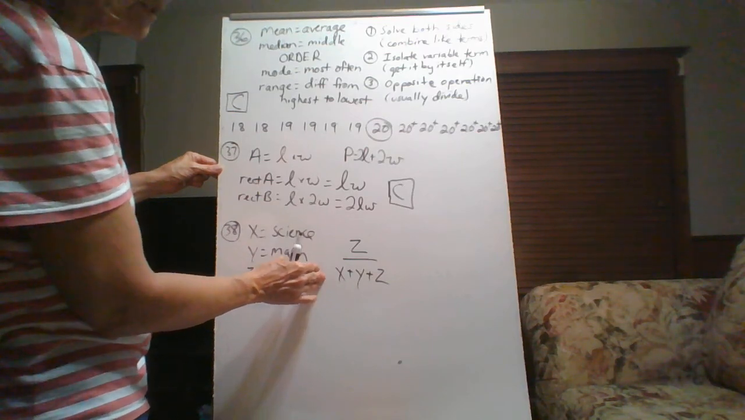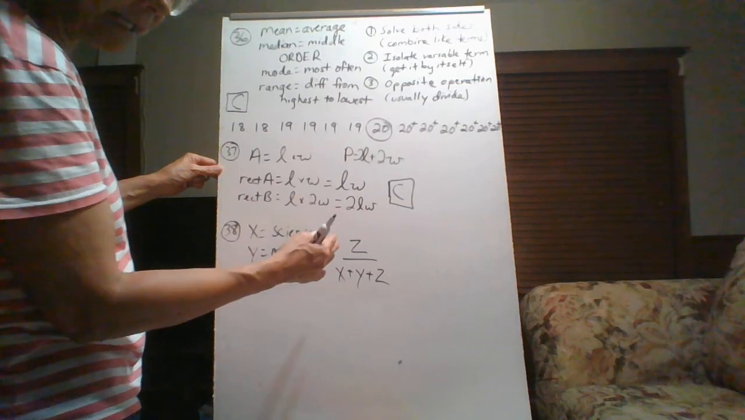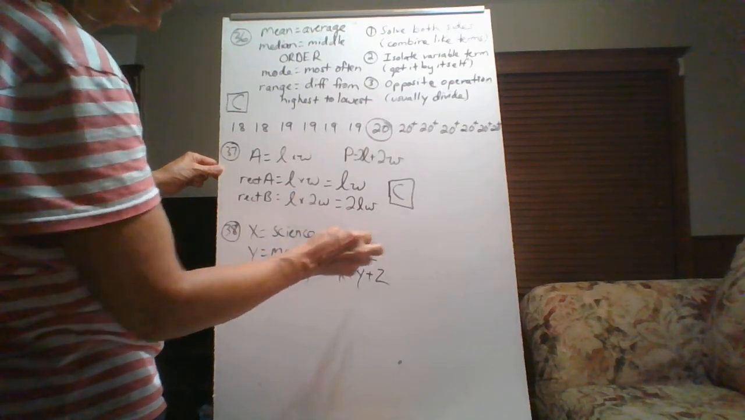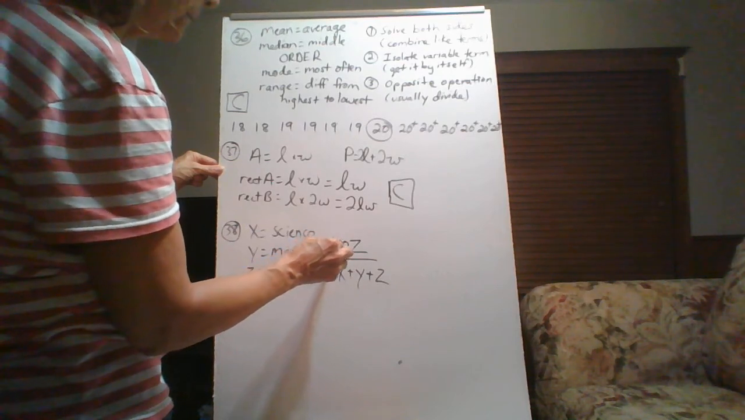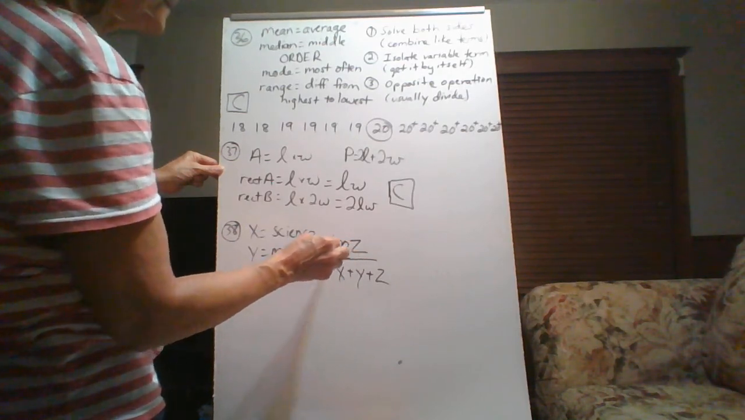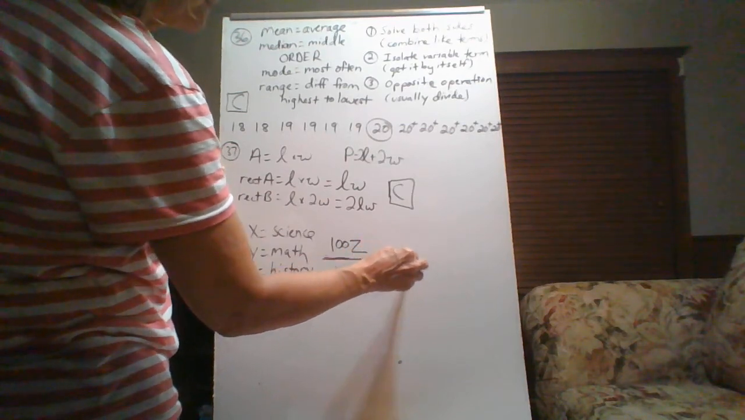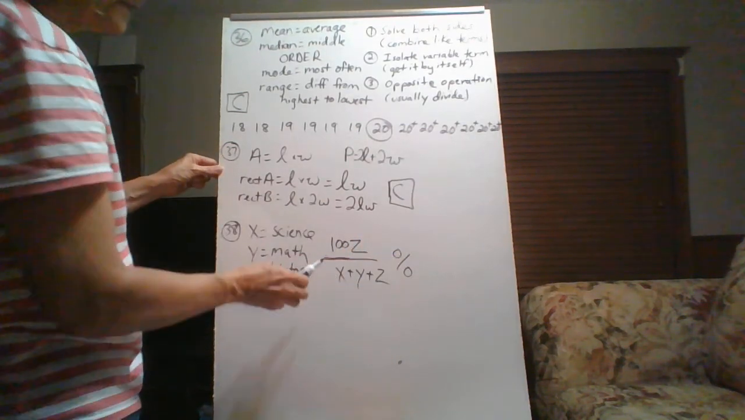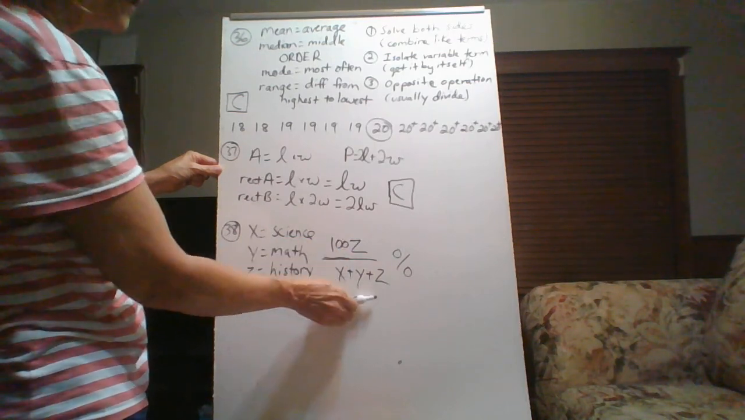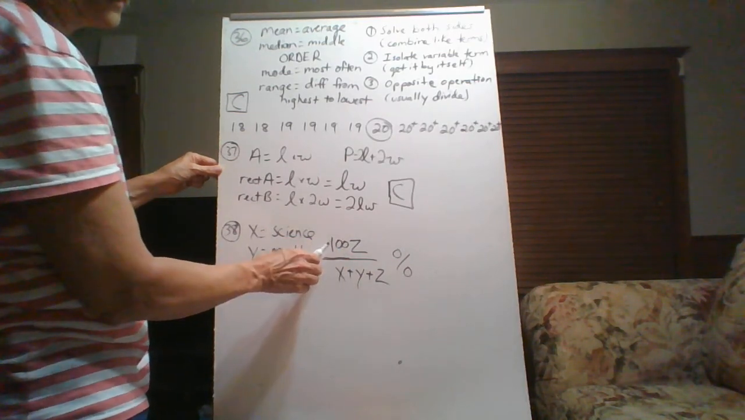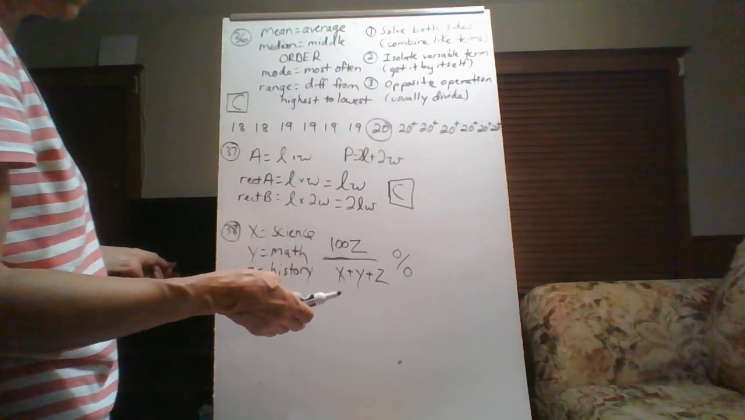Well, but they wrote it as a percent, which, remember, when you're doing 100% at the very end, you're going to have to multiply by 100 if you're going to put it in percent form instead of having a decimal. So they've got the 100Z over the total. So I need the number of history books over the total, and then I'm actually going to multiply that by 100.